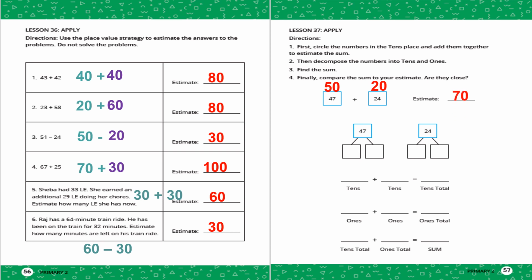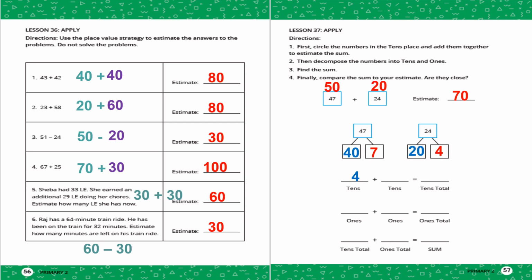Now let's decompose 47. 40 in tens, 7 in ones. Let's decompose 24. 20 in tens, 4 in ones. Now we want to add tens together. How many tens do we have in 47? Here we have the word tens, so we must cancel zeros. So we have only 4 tens.